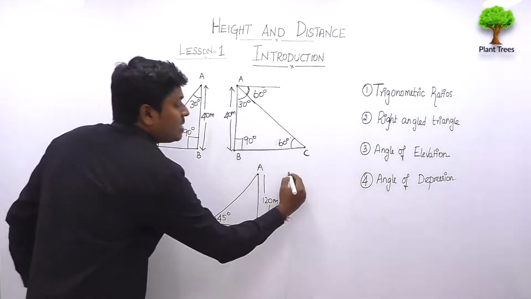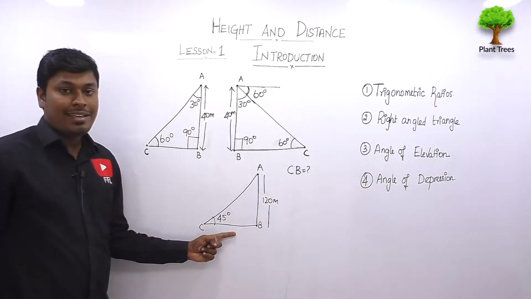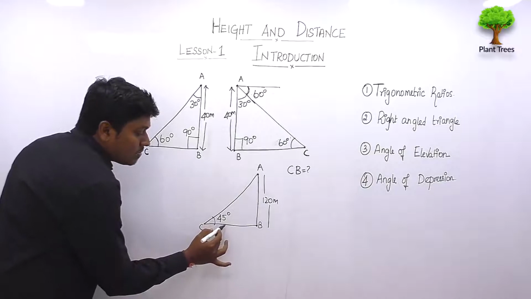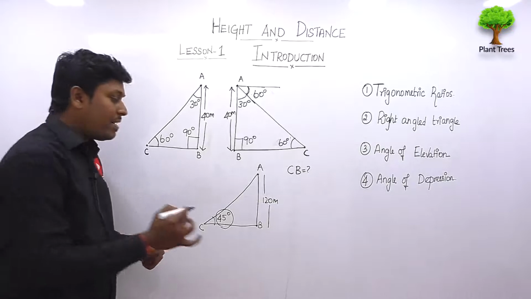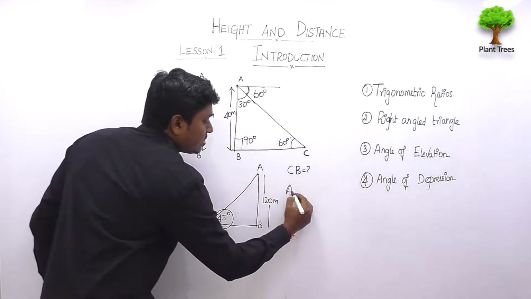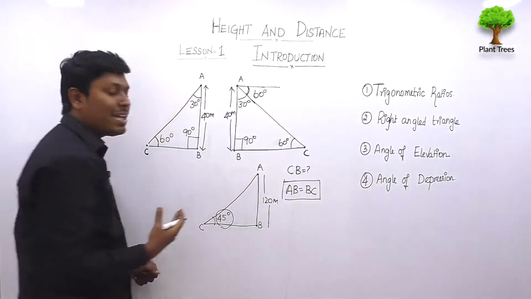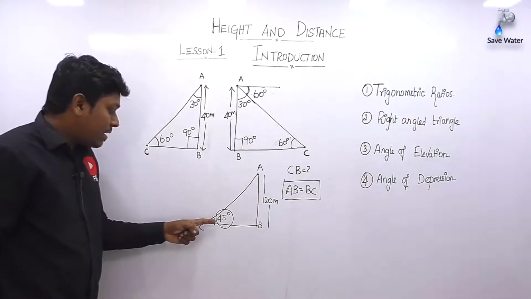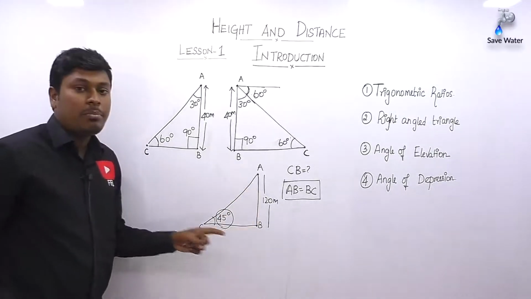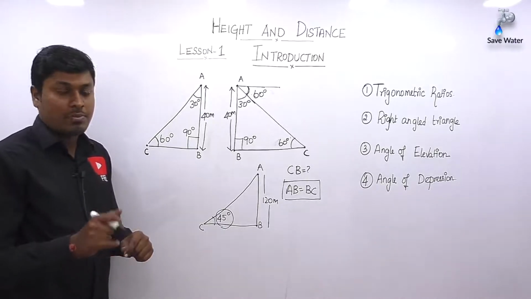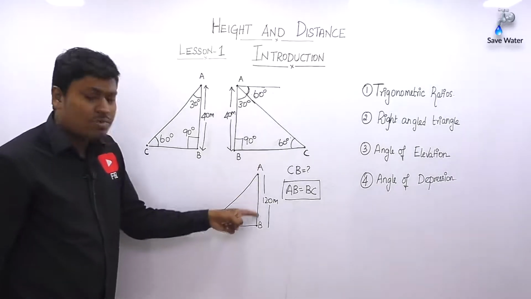If they are asking what is the distance between C and B, right? So what is the distance of C and B? In this case, listen carefully, if the angle of elevation is 45 degrees, then definitely AB is equal to BC, which is most important. Do not make any mistake, because you don't want to waste time in the exam calculating this. If the angle of elevation is 45 degrees, the opposite and adjacent distances are the same.